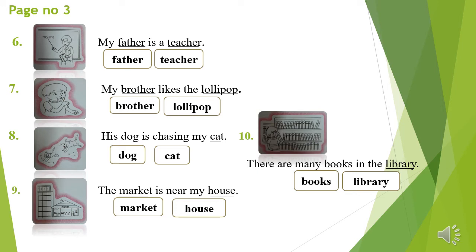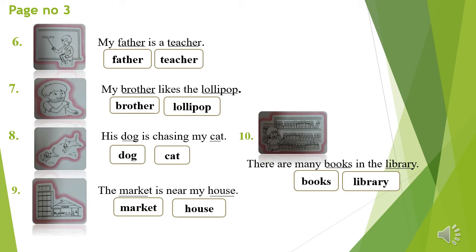On page 3, students, there are 2 nouns in each sentence. You have to underline both the nouns and then write them in the given boxes. Look at number 6. My father is a teacher. Father and teacher are nouns. Number 7. My brother likes the lollipop. Brother and lollipop are nouns.